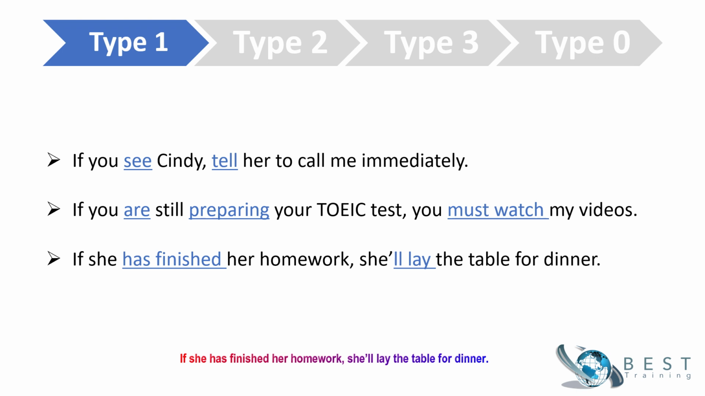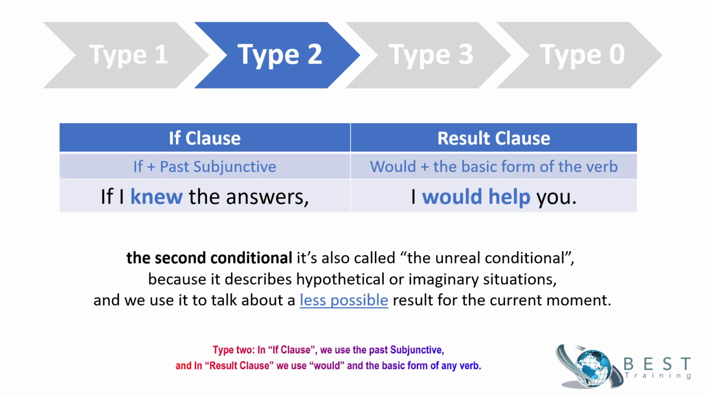If she has finished her homework, she will lay the table for dinner. The last one, the present perfect took place in if clause to talk about a complete action, and will in the result clause shows a possible later action. Type 2. In if clause, we use the past subjunctive, and in result clause, we use would and the basic form of any verb. Look at this sentence.